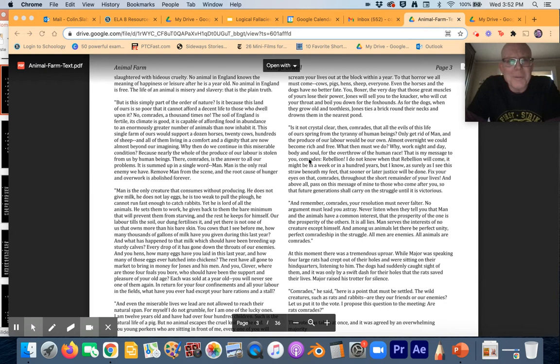But is this simply part of the order of nature? Is it because this land of ours is so poor that it cannot afford a decent life to those who dwell upon it? No, comrades, 1,000 times no. The soil of England is fertile, its climate is good, it is capable of affording food in abundance to an enormously greater number of animals than now inhabit it. This single farm of ours would support a dozen horses, 20 cows, hundreds of sheep, and all of them living in a comfort and a dignity that are now almost beyond our imagining.